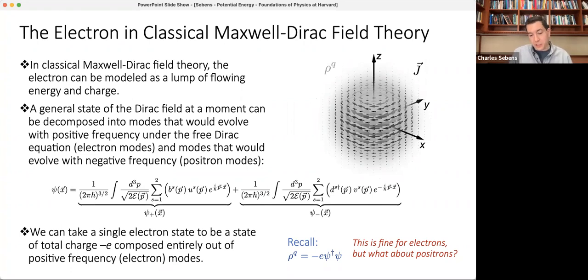Recall before that we had this expression for the charge density of the Dirac field as minus E psi dagger psi. That looks good for electrons. It's a negative charge density. Doesn't really make as much sense for positrons. Positrons should be positive charge, but if you use minus E psi dagger psi for the negative frequency modes, you would get negative charge. So I actually think that this is not the best way to formulate a classical theory of interacting electromagnetic and Dirac fields. I think we should revise that charge density to endow the negative frequency modes with positive charge, but that's a bit of an aside here. We're focusing on the positive frequency modes here.